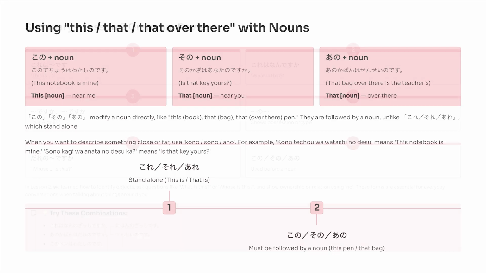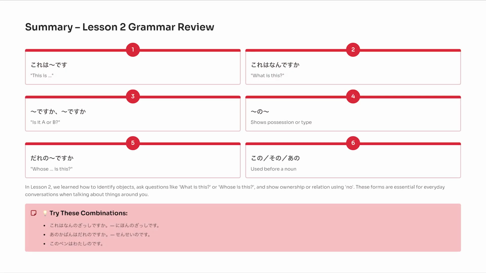Great job! You've reached the end of lesson 2. Let's do a quick review together. In this lesson, we learned how to use これは〜です to say this is. これは何ですか to ask what is this. 〜ですか、〜ですか to ask is it A or B. の to show possession or relation like Japanese book 日本語の本. 誰のですか to ask whose is this. And この、その、あの to describe objects near you, me, or far away.